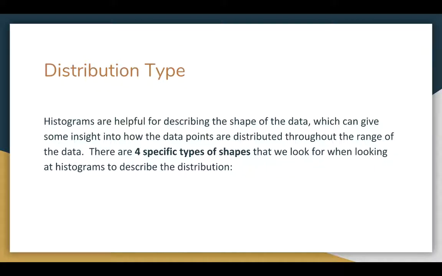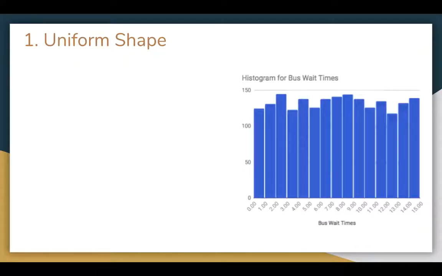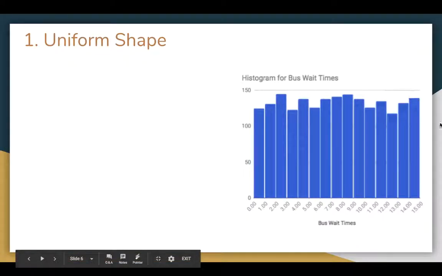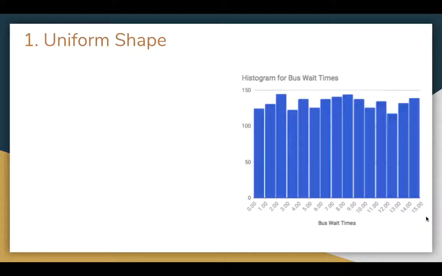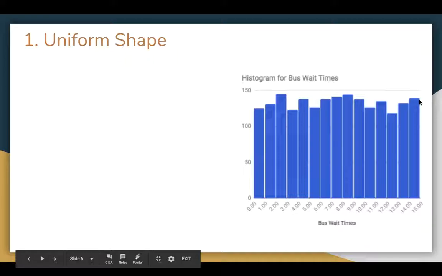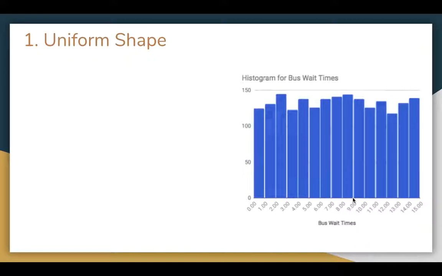There are four specific shapes of distribution that we're going to look at. The first one is uniform. This is bus wait times. It's artificially generated data from a random number. The idea is that if you're waiting for the bus and no one knows when the bus is coming, it just comes at random times, but every 15 minutes.